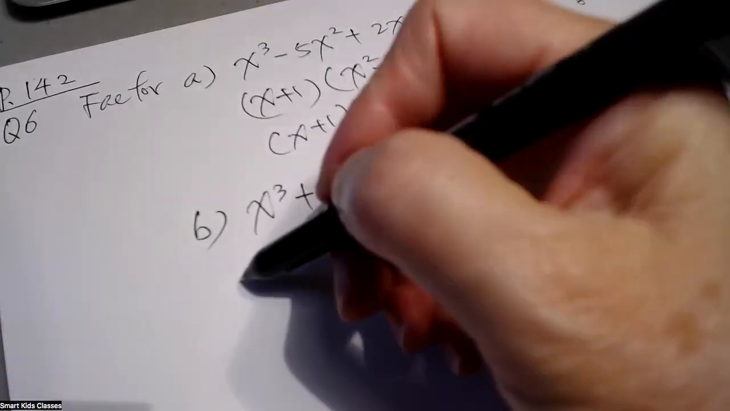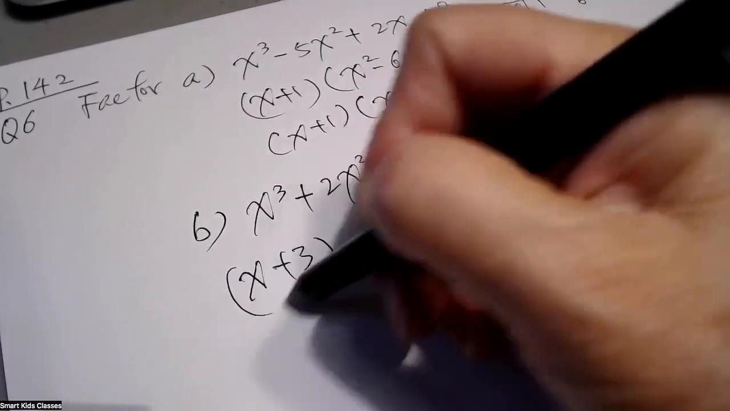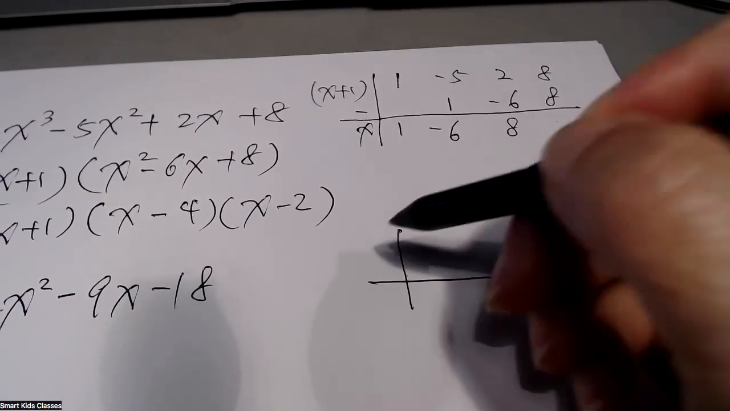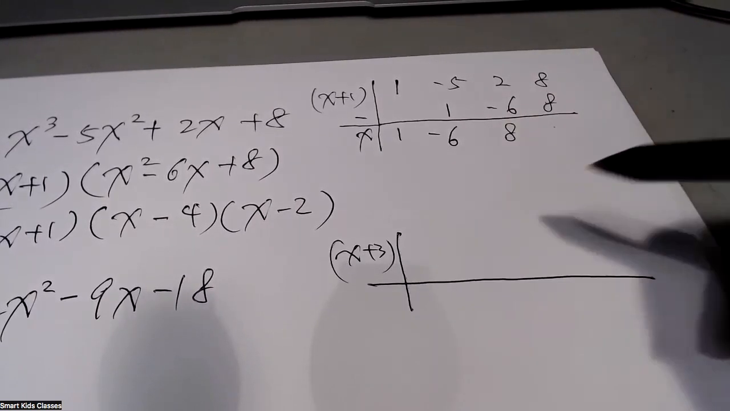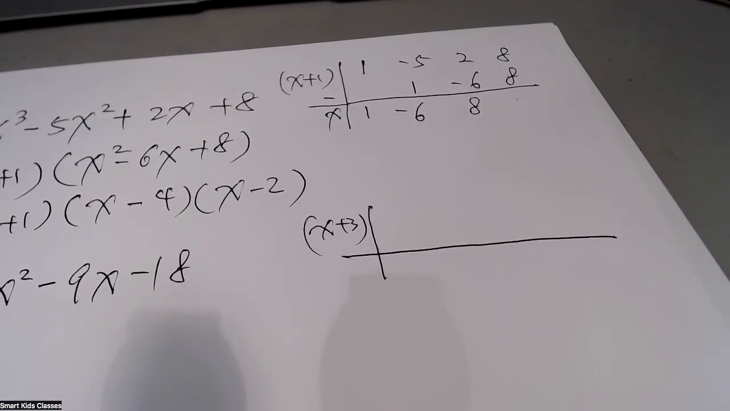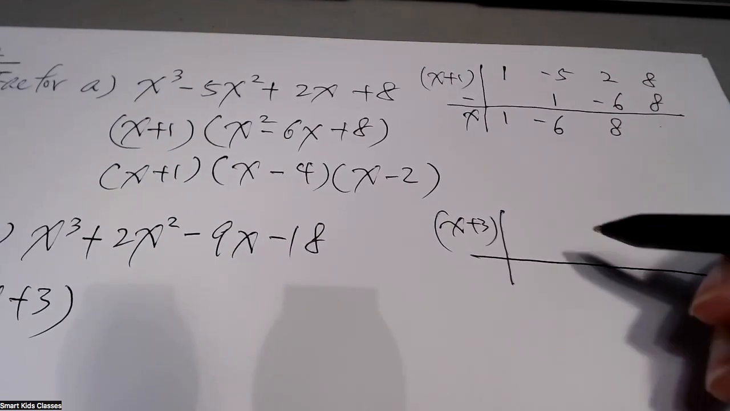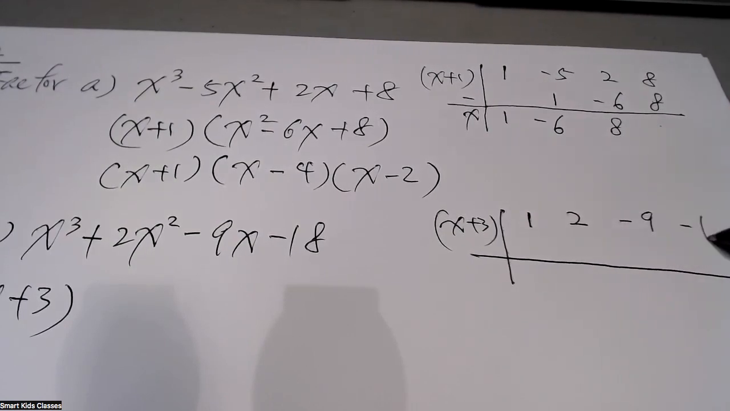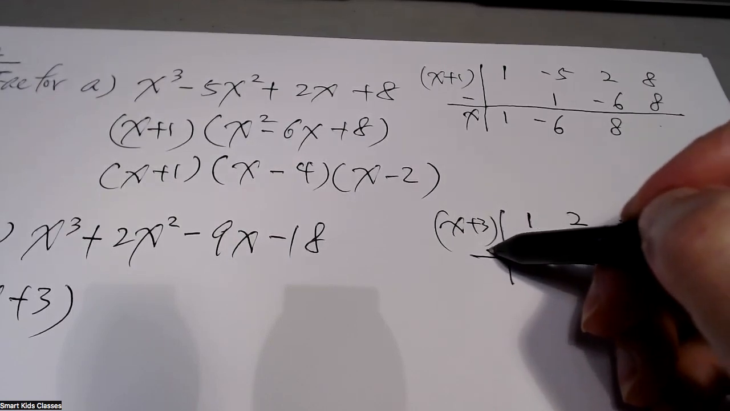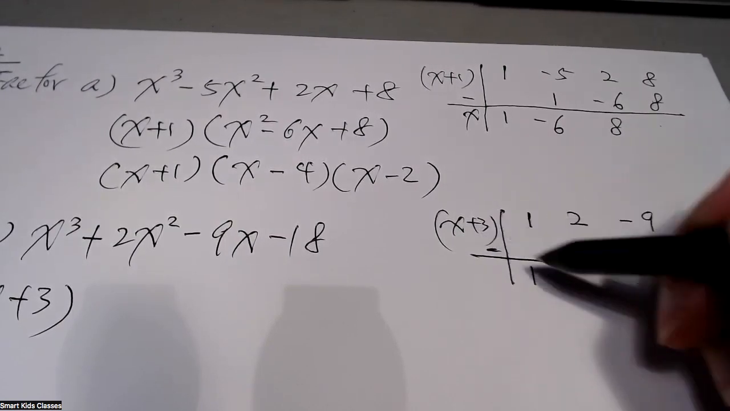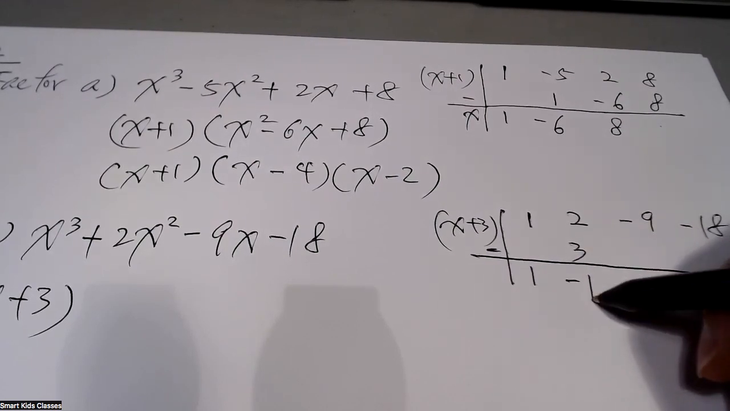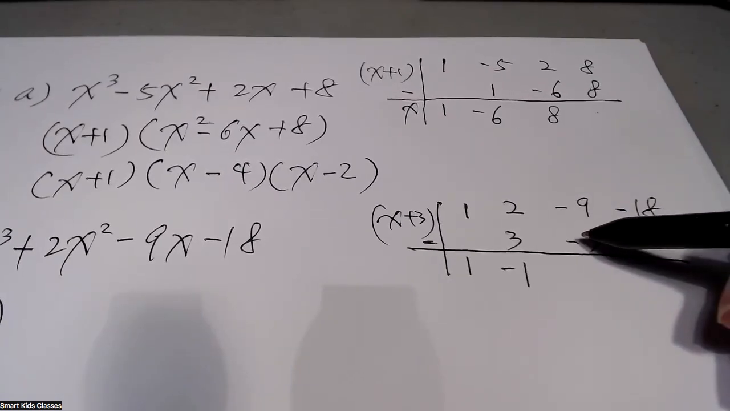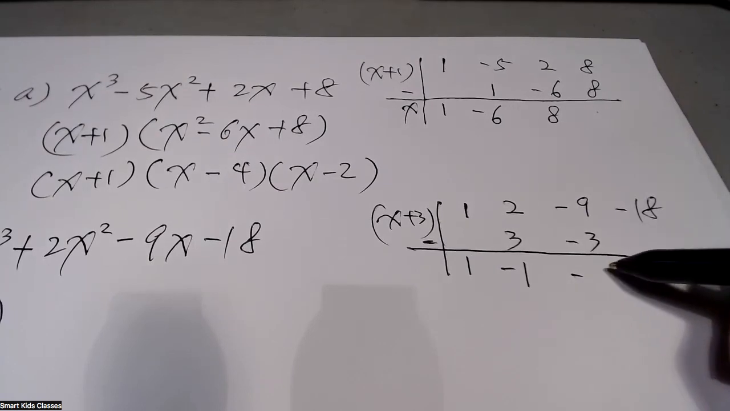Then we're going to put x at 3. So from here, we're going to do a synthetic division. So x at 3. We write all the coefficients here. The first one is 1, then 2, negative 9, and negative 18. So we're going to subtract it. We bring the 1 down. 3 times 1 is 3. We get negative 1. 3 times negative 1 is negative 3.